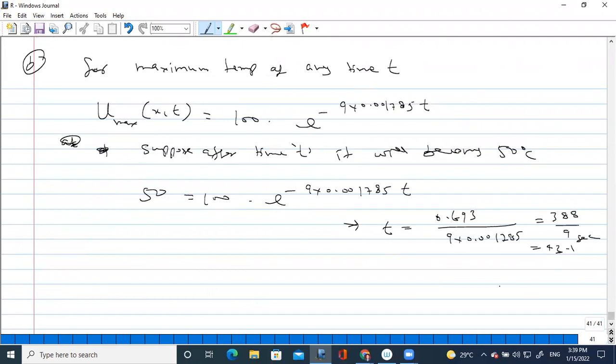This also you can note down quickly. Then we will go to the next problem.